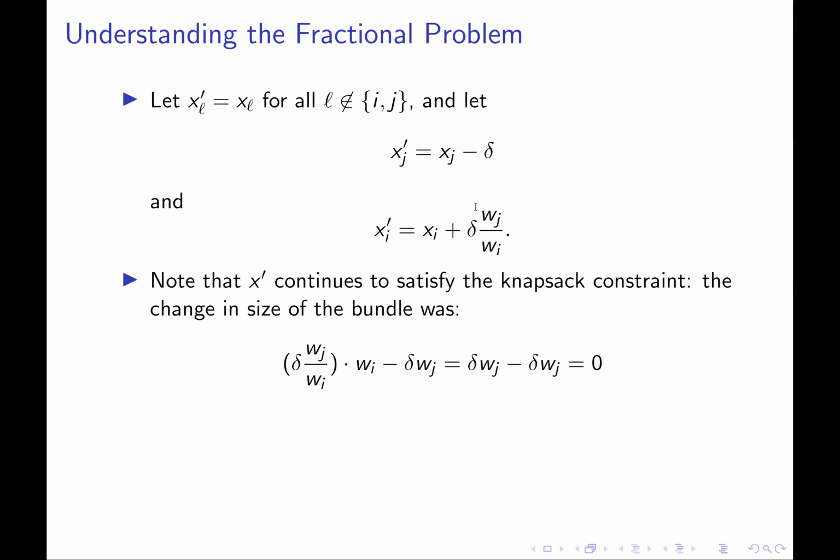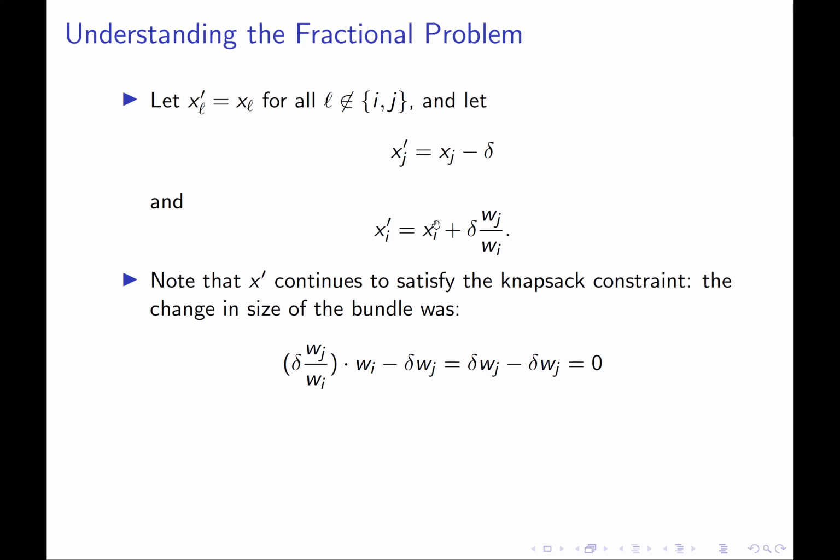And second, and we'll have to check this next, we need to make sure that none of the xi prime values are negative, and none of the xi prime values exceed 1, because the other constraint is that the xi prime values have to be between 0 and 1. And so first, let's just verify that we haven't changed the size of our bundle.